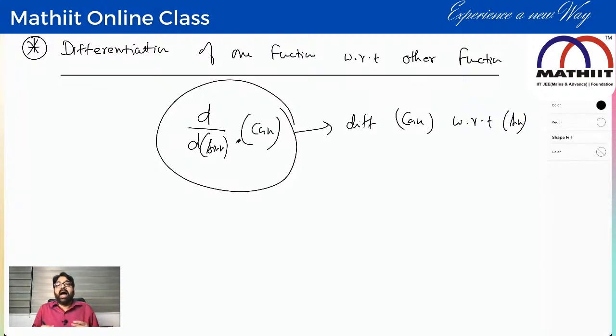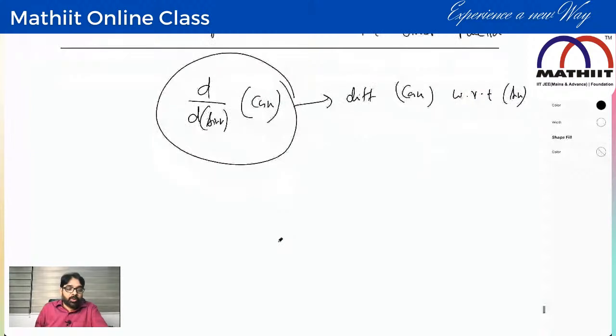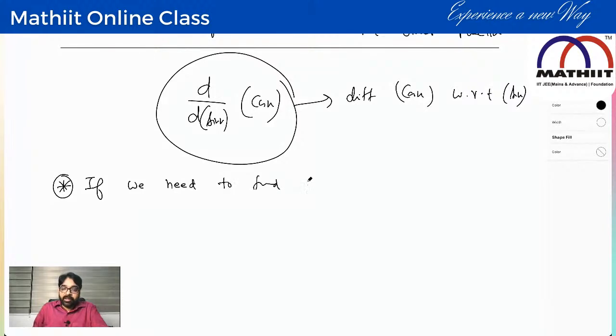Believe me, I have never seen any question except one time in JEE where they ask you to find differentiation with respect to other function. Why so? You will understand soon. So this differentiation you have to get. Remember, if we need to find the derivative of g x with respect to f x, how do you have to do it?